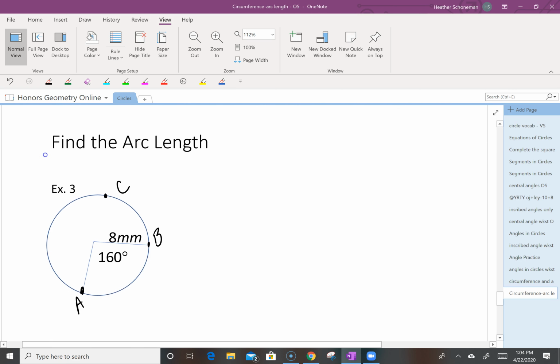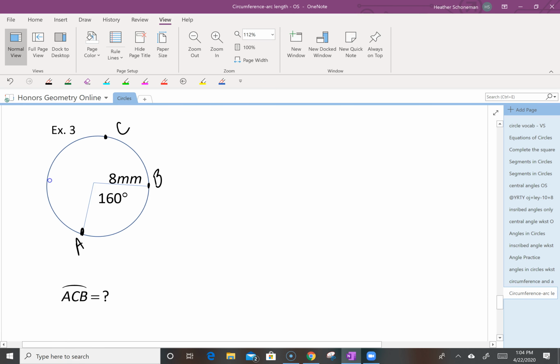All right, let's do one more of these. Now, be careful on this one. It says find arc ACB. So ACB, that means that I start at A, go through C, and end at B. So the degree of that arc is not 160 because 160 is for this part. So how are we going to get that other part? Well, we're going to take 360 minus 160, and that gives us 200.